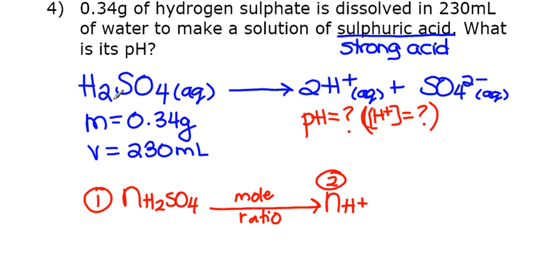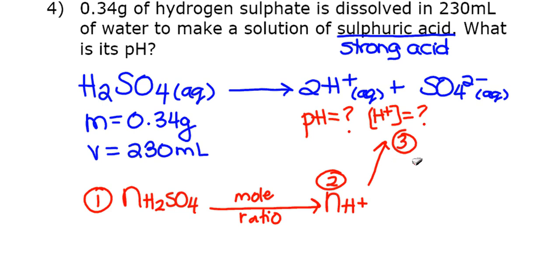I can see up here I've got 1 mole of sulfuric acid for 2 moles of hydrogen ions. Then I can find my concentration of hydrogen ions. I'm going to make this just a bit more clear for us. I think that's a little bit better.